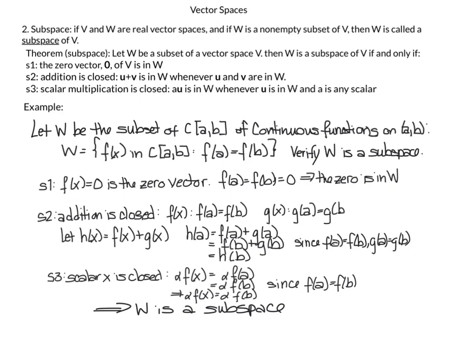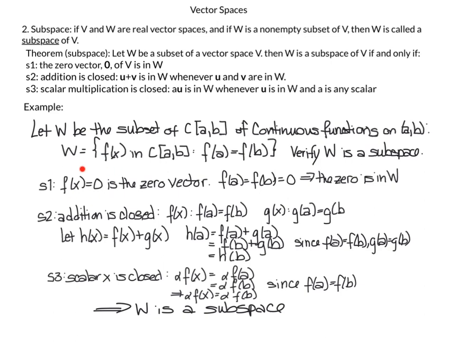Ooh, a new kind of vector space. We're going to let W be a subset of the space of continuous functions on [a, b]. So W is equal to f of x in the space of continuous functions such that f of a is equal to f of b. We want to verify W is a subspace.